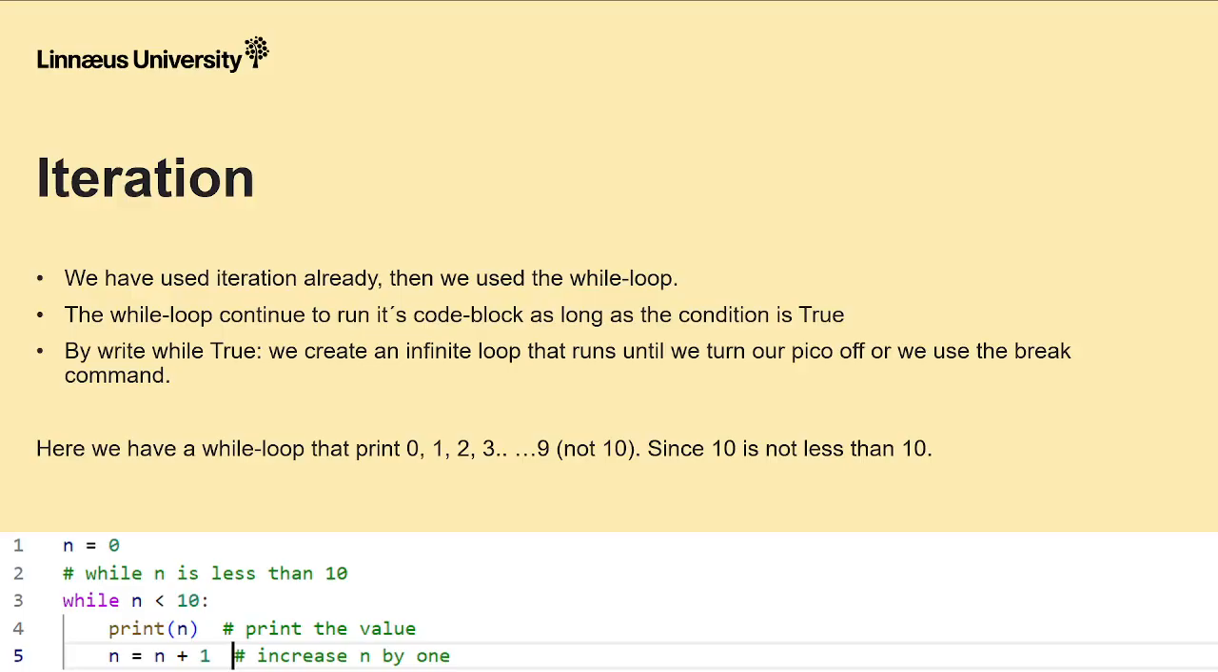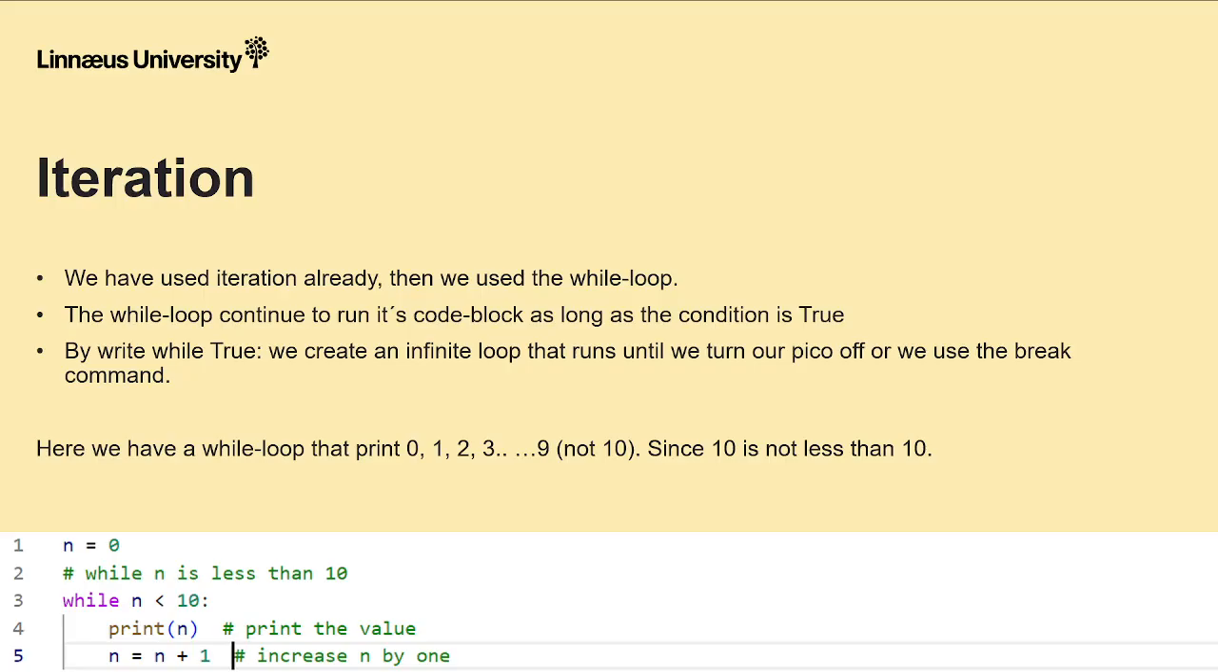Iteration, we have used it already. We have used the while loop, and the while loop uses a condition and runs its block of code as long as the condition is true. By writing while true, we create an infinite loop that runs until we turn Pico off, or we use a break command. And that's quite common, that we want to use an infinite loop in Pico, because we want to run the program forever until we turn it off.